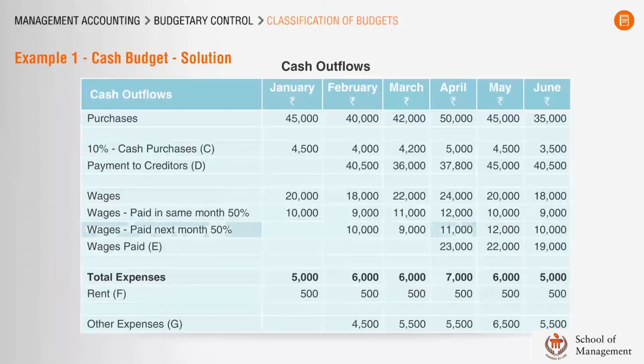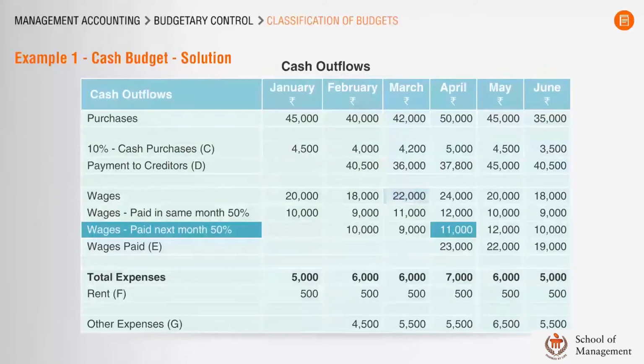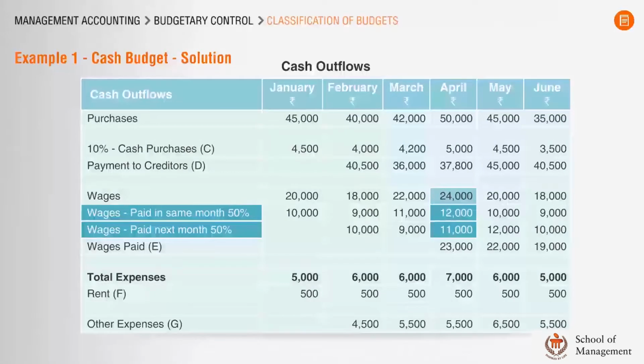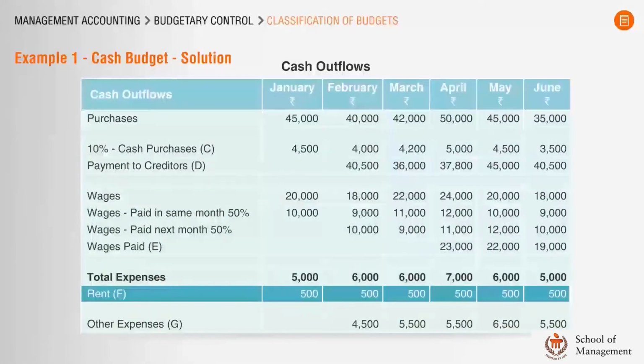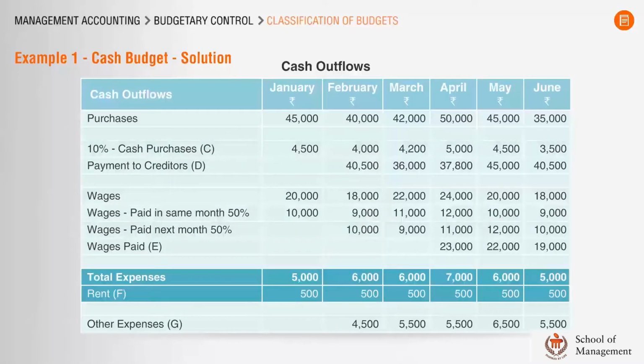So, the amount would be 50% of 22,000 rupees plus 50% of 24,000 rupees, adding up to a wages cost of rupees 23,000 shown against E. Rent paid is 500 rupees per month. Total expenses minus rent are paid in the next month.